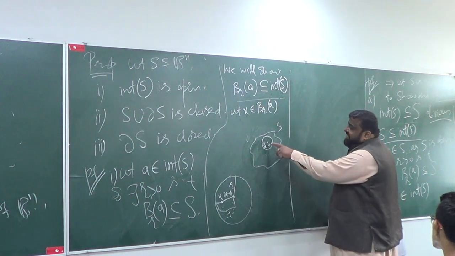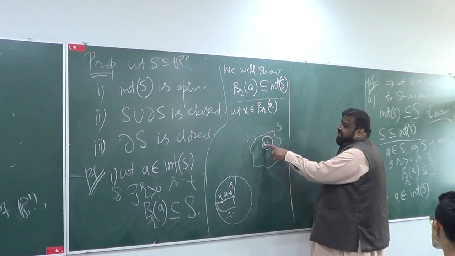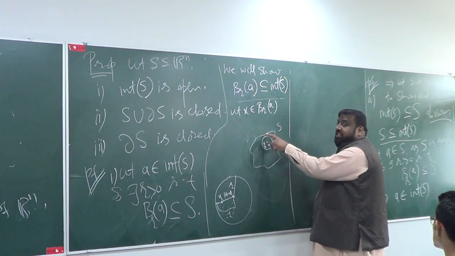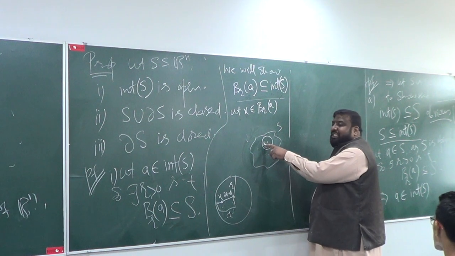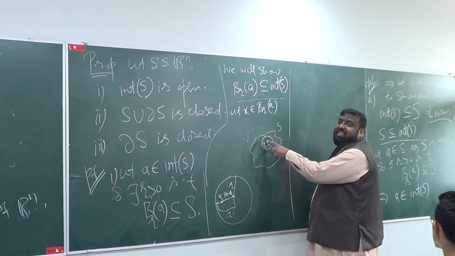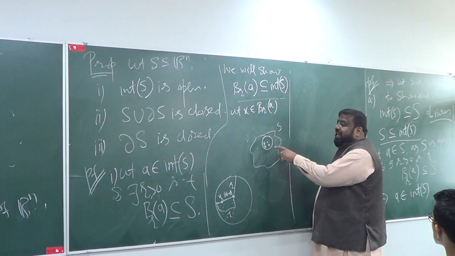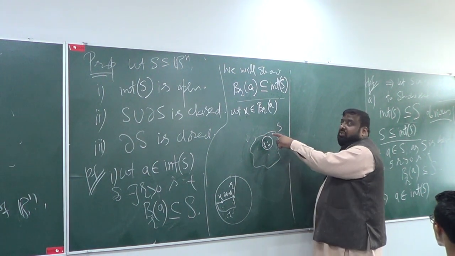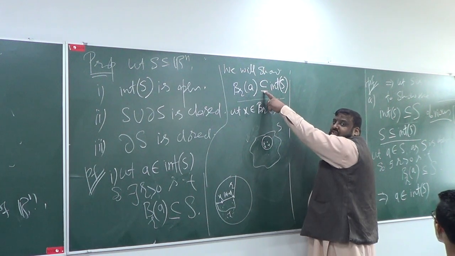Now I'm taking another point in this ball, and I want to draw a ball on it and show that the same ball is also a part of S. This is going to show that this point is in the interior of S. So every point in this ball is an interior point of S, and this proves it.